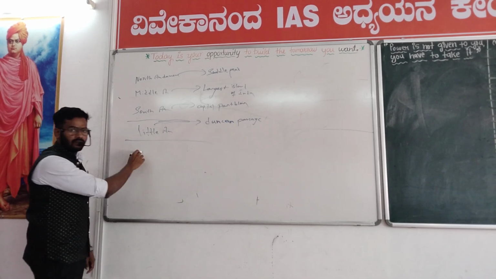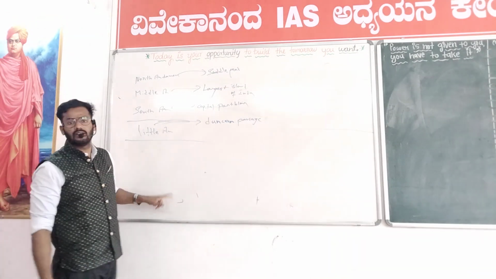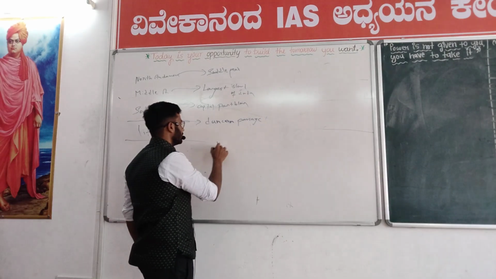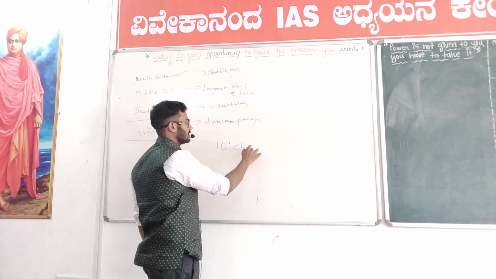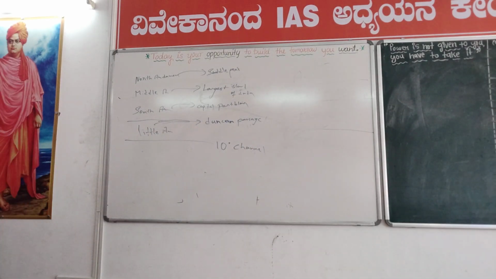And what is the channel which separates Andaman and Nicobar? See here, Nicobar, right? South side of Andaman is Nicobar, and the channel which separates Andaman and Nicobar is the 10-degree channel. What is this channel? Nothing but a latitude.